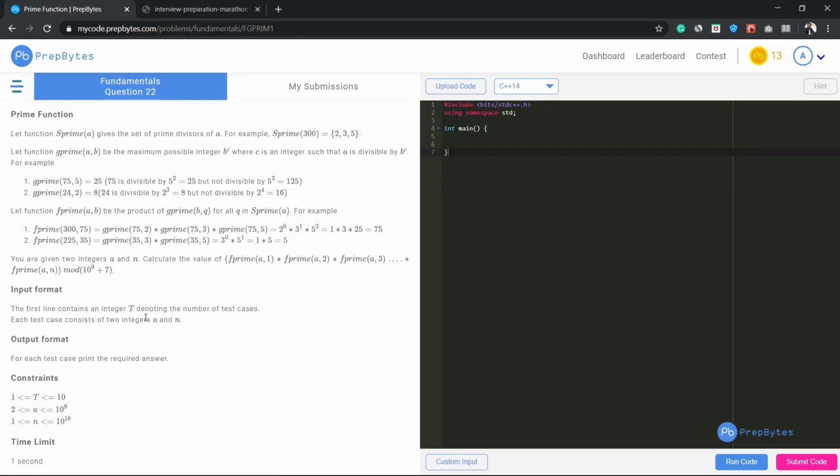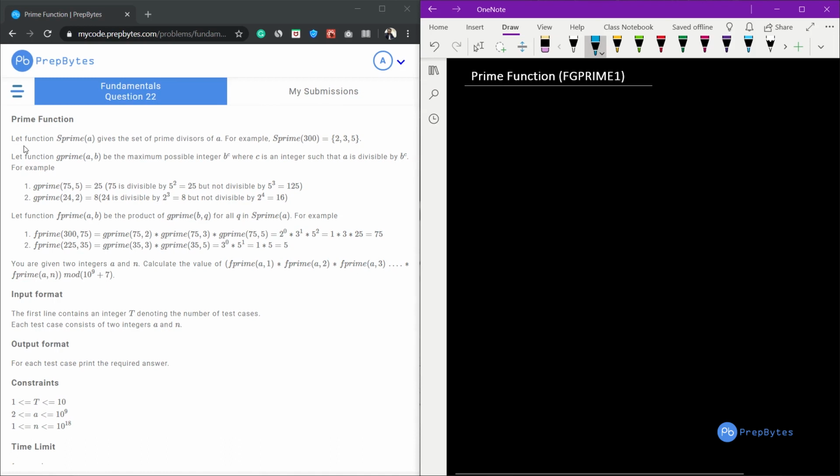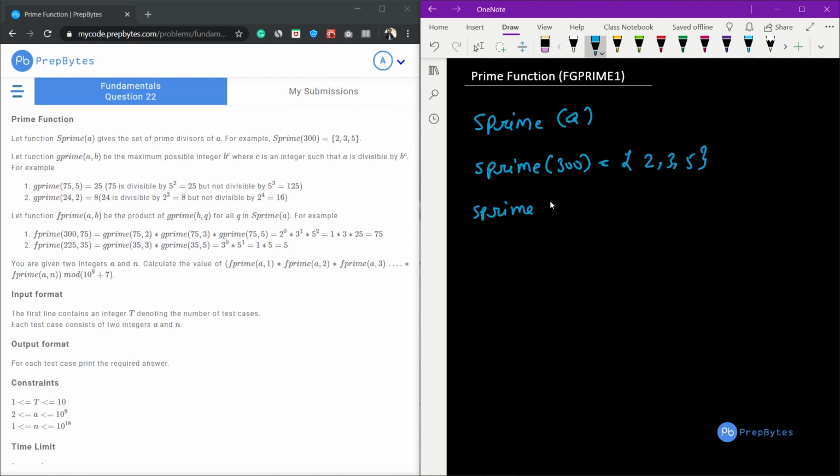Okay, so let us discuss the problem statement first, and then we will move on to the logic building part. So let's see the problem statement. Let function s prime a, so we have a function s prime, give the set of prime divisors of a. For example, if my s prime is 300, the prime divisors of 300 are nothing but 2, 3 and 5. If my s prime, let's say, is 225, the prime divisors of 225 will be 3 and 5. So this is nothing but the s prime. It gives the set of prime divisors of a.